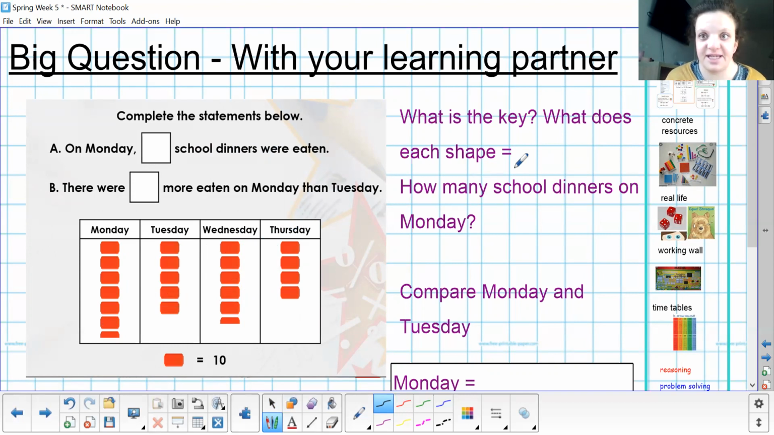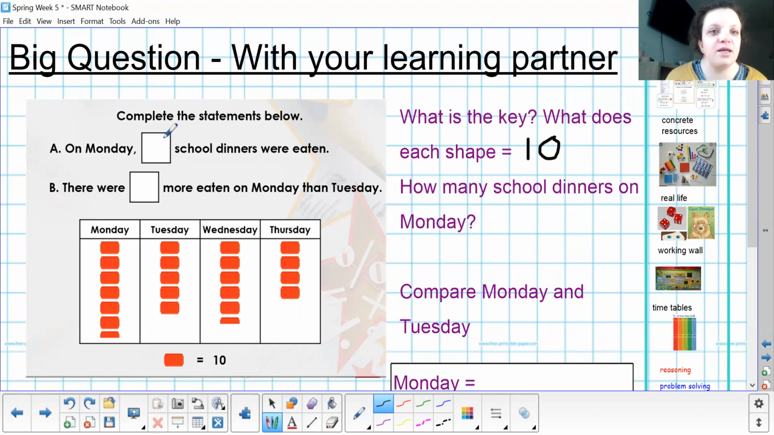Remember from our steps of success? We look at the key. So the key equals 10. So each one of these kinds of shapes is going to be worth 10.